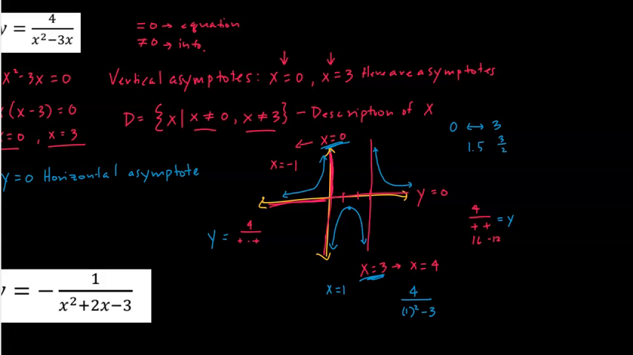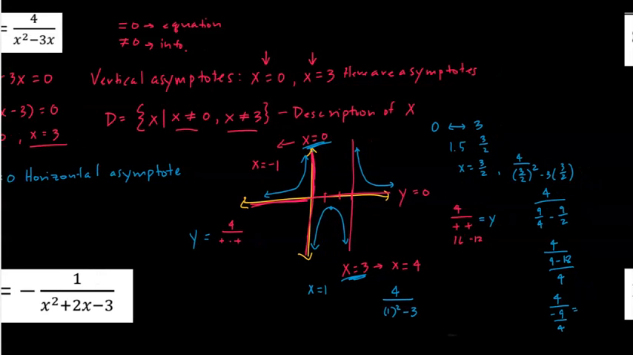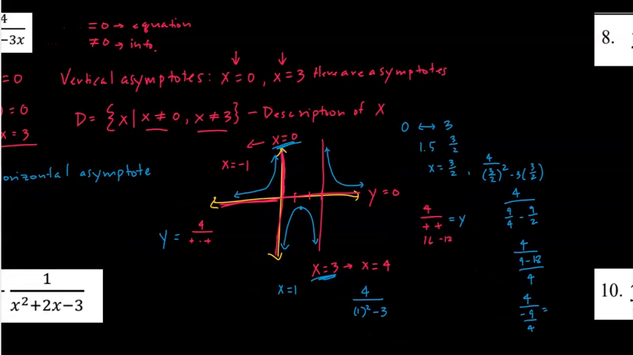Okay, so let's put x equals 3 halves back into the function. And I get 4 over 3 halves squared minus 3 times 3 halves. So we have 4 over 9 fourths minus 9 halves. And then we have 4 over 9 minus 18 over 4, and then that is 4 over negative 9 over 4. I'm going to write it this way, 4 times 4 over negative 9. So that's negative 16 over negative 9.